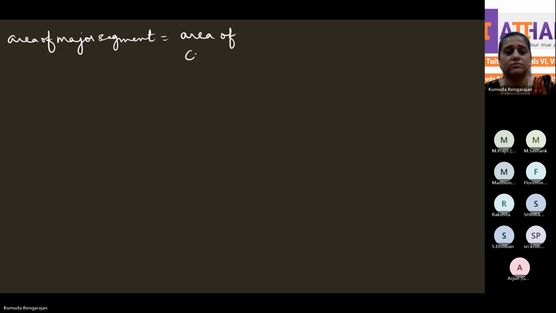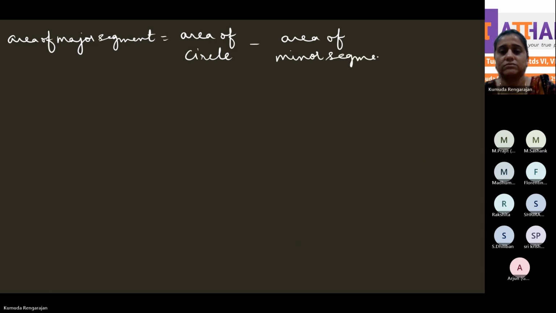So area of major segment is equal to area of circle minus area of minor segment. Area of the major segment is equal to area of the circle minus area of the minor segment.